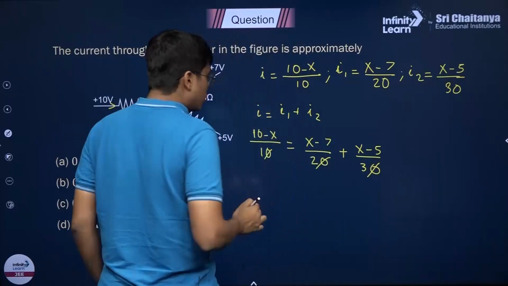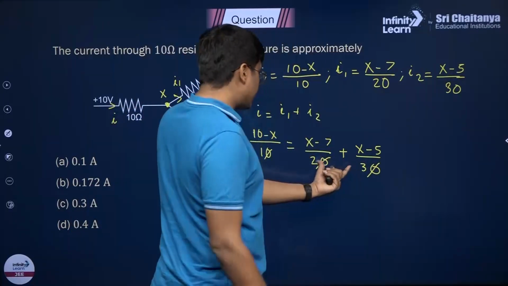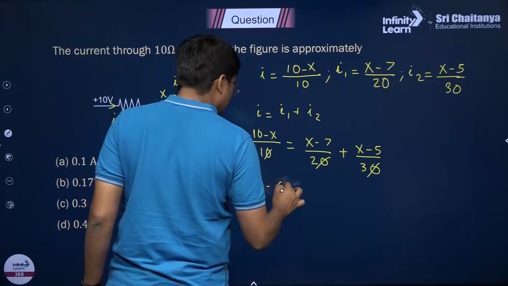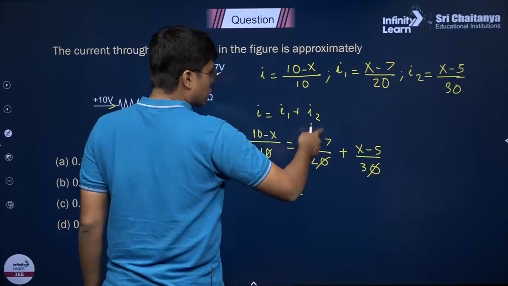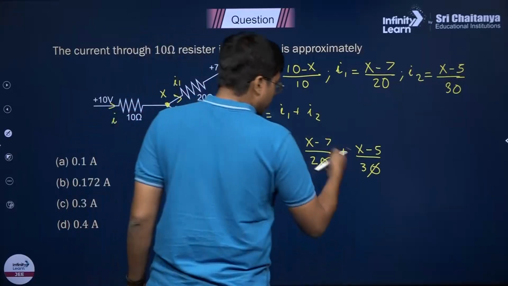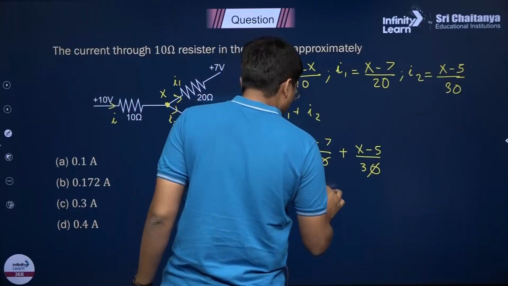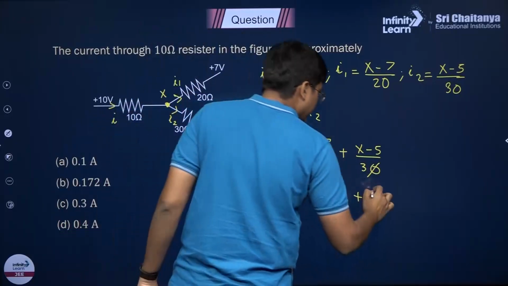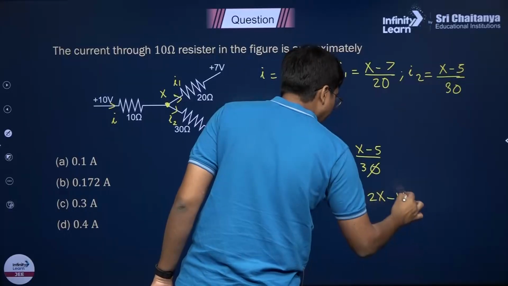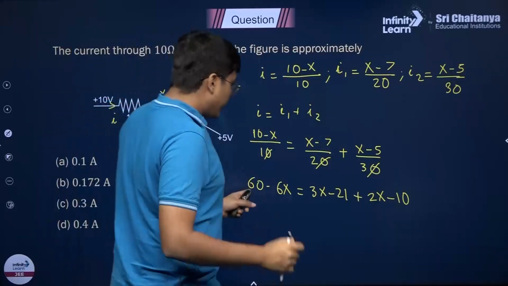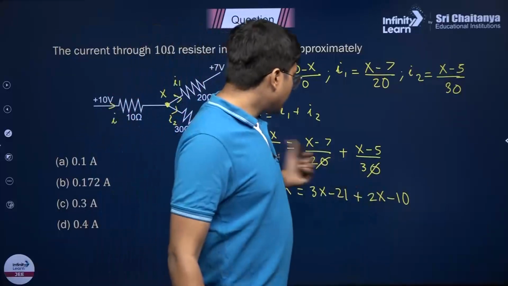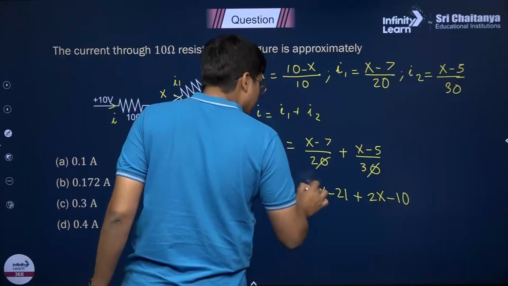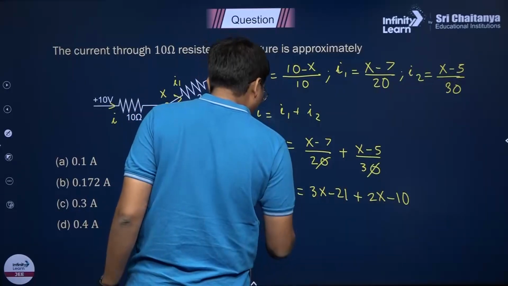First up, cancel these zeros. These over here will give you a 6. 2 into 3 will give you a 6. Cross multiply here. That gives you 60 minus 6x. Over here, 3 will cross multiply with this when you're doing the LCM. So this will give you 3x minus 21. Plus this will go here because of the LCM. That will give 2x minus 10. So let's see, you have 60 here, 21 and 10 come here, and over here you have 6x. Okay, so let's write 60 plus 21 plus 10 is 91.